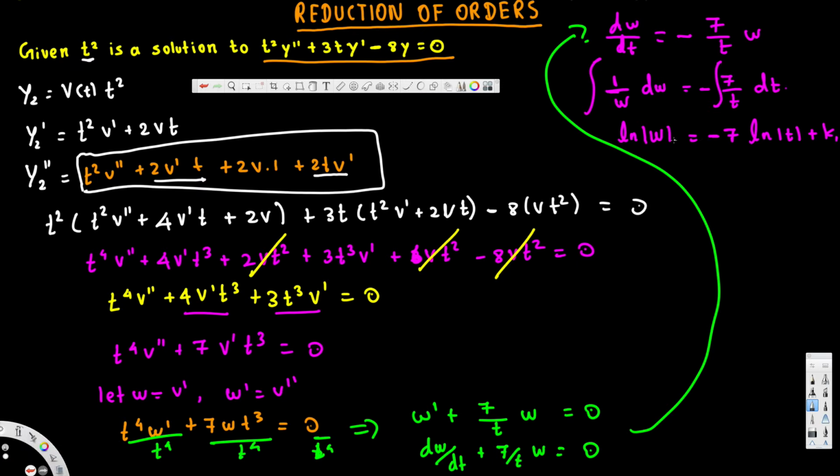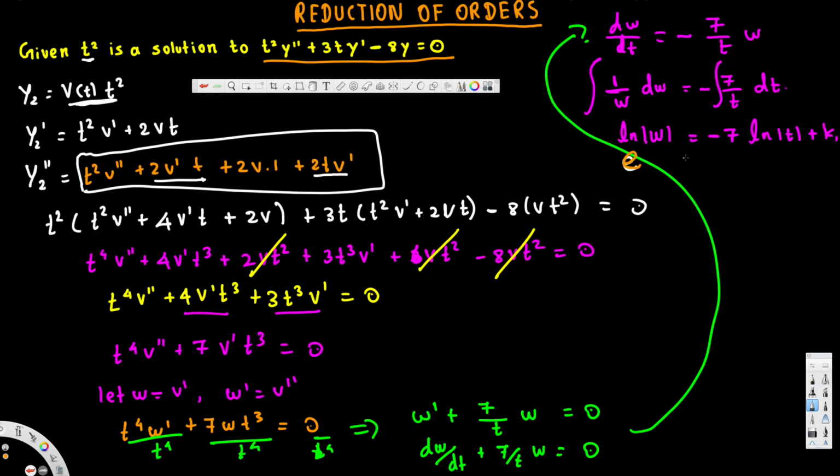Now the next thing is we have to get rid of this ln, so we put e to the power. All of this, we are trying to find v. That's our purpose. That's why we have to get rid of the ln and solve for w, and after that we have to replace the w with v terms and solve for v. Then we have to multiply that v with t square and find the second solution, because the first solution is given, and the second solution is what we are trying to find.